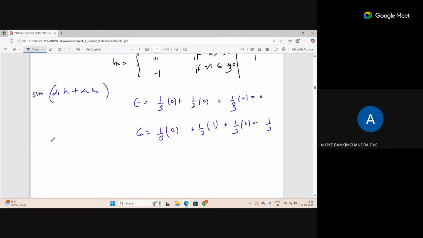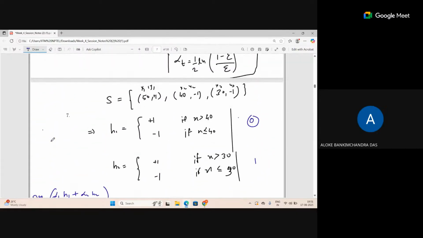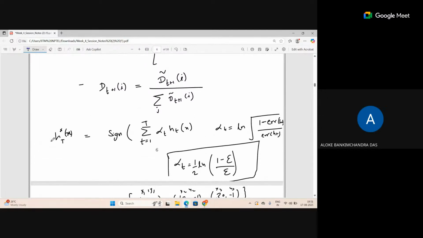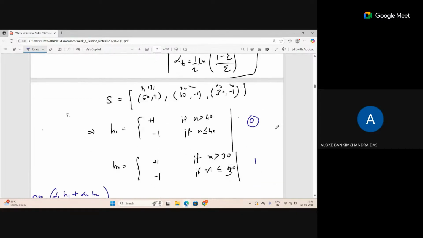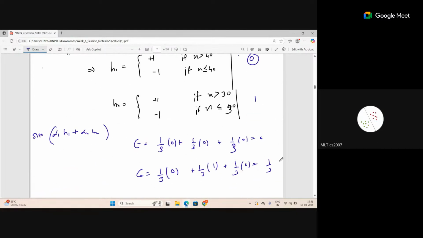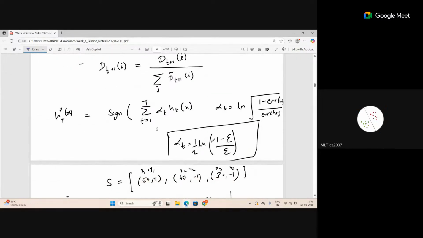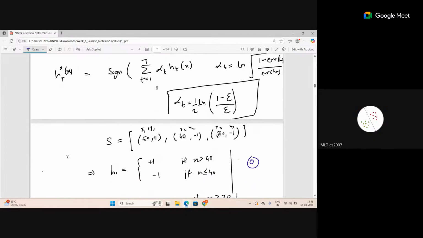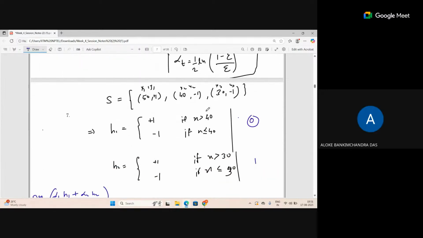But you told the alpha part is half times log of 1 minus error by error. Yes, this is alpha t, and epsilon is the error of h1. So here the error in the first case is 0, and in the second case, if you put 1 minus 0 by 0, what will happen? So in this case, 1 minus 0 by 0, ln of infinity is what?